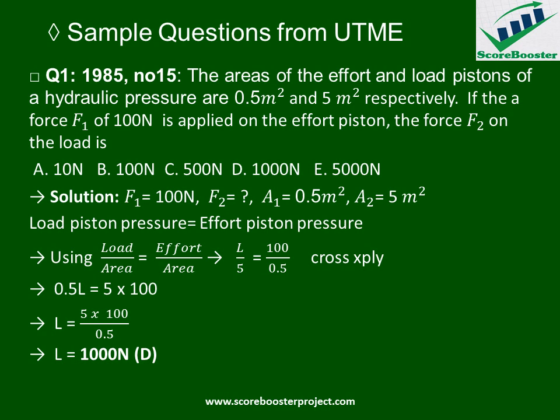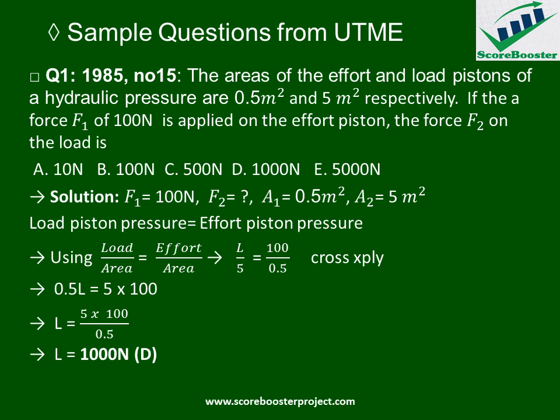Now we have to recall that the pressure on the load piston will be equal to the pressure on the effort piston, and therefore, you know, the formula for pressure is force over area. So in terms of load, it will be load over area, while the pressure of the effort will be effort over area, since both load and effort are forces. Then if we substitute into this formula, our load, which is unknown, that is L, over area of the load, which is 5, will be equal to effort, which is 100 Newton, over area of effort, which is 0.5.